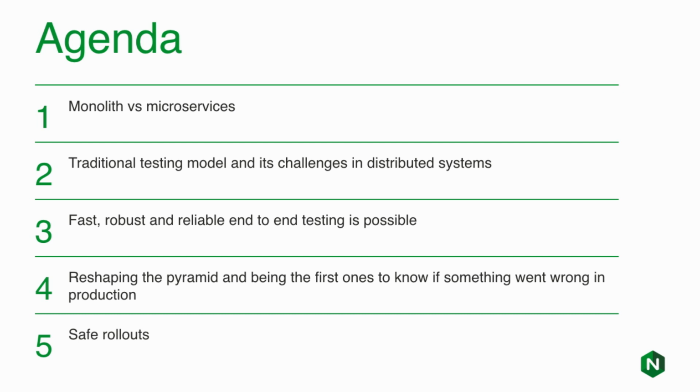Then how to actually put a different strategy in place that will work better, especially for integration testing. Then I will also talk about how the famous testing pyramid changes and how prevention becomes a bit less important. Being the first one that knows when things go wrong in production is even more important, and reacting fast to that. And then I'll talk a little bit more about safe rollouts.